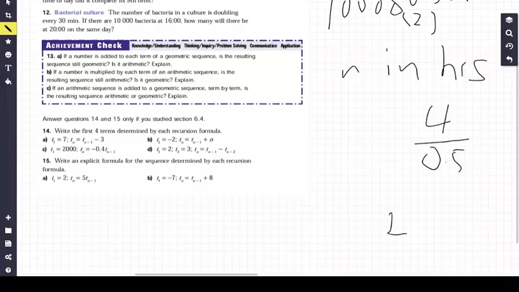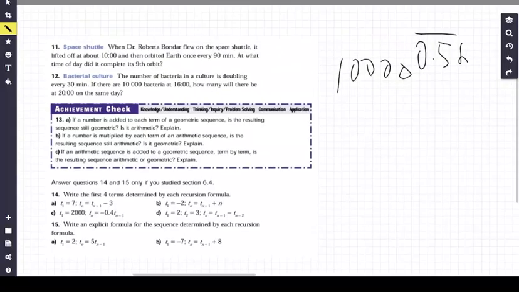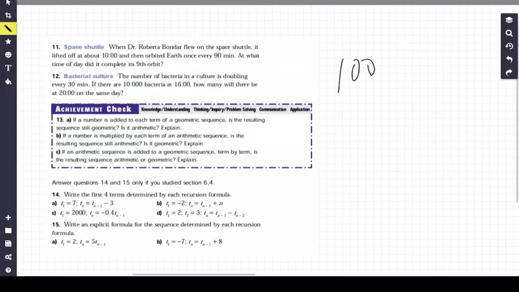So 10,000, I believe 2 to the power of 8 is 256. So you're going to go ahead and at the end get 2.56 mil of bacteria. Now, achievement check. Let's go ahead and do this.